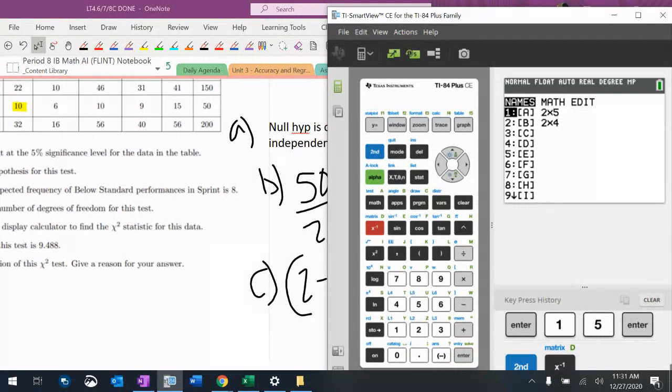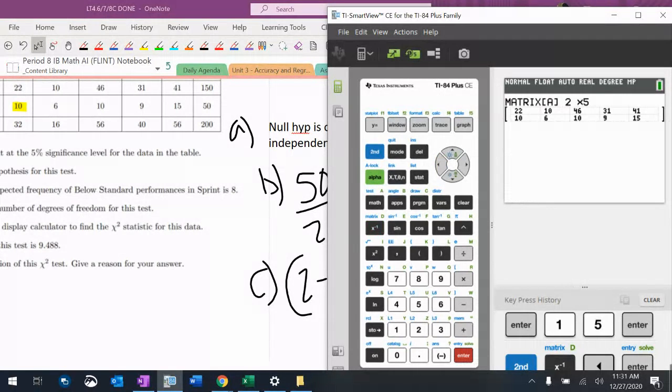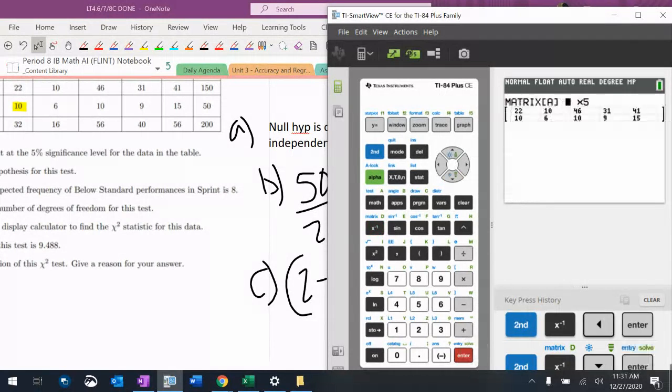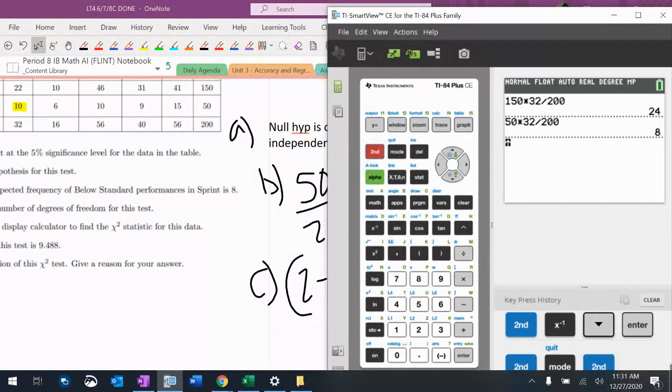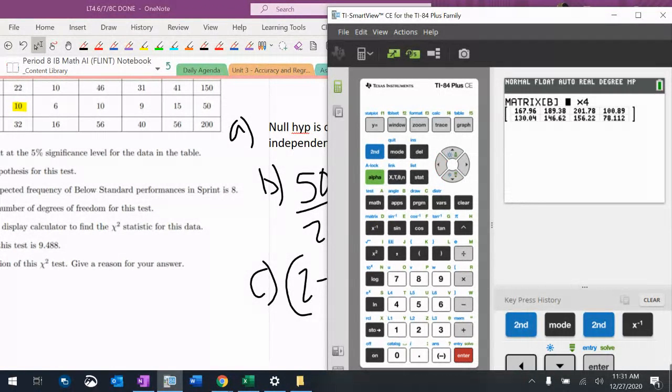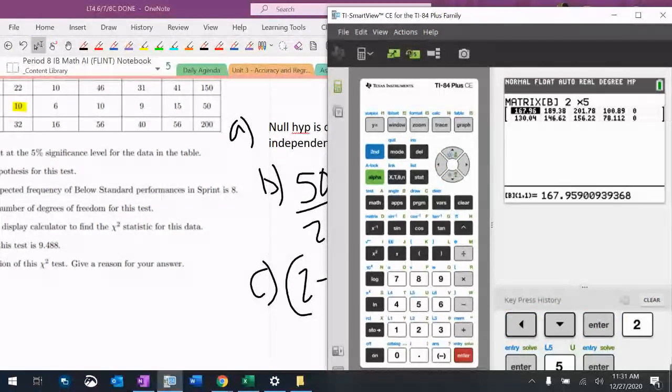I put my expected frequencies in the matrix B. Nope, that's matrix A. That's almost what I did last time. Matrix B, and that's not going to work either. Try this one more time. Matrix, edit, B, edit. 2 by 5. Done. Okay. Row total times column total divided by grand total.